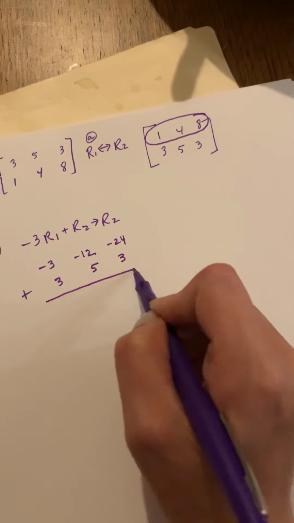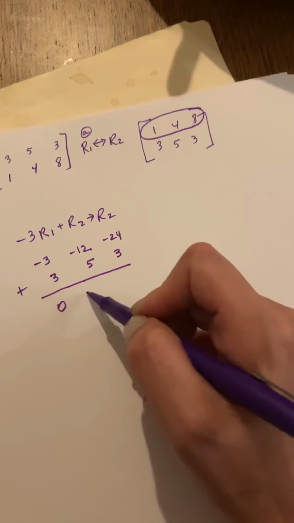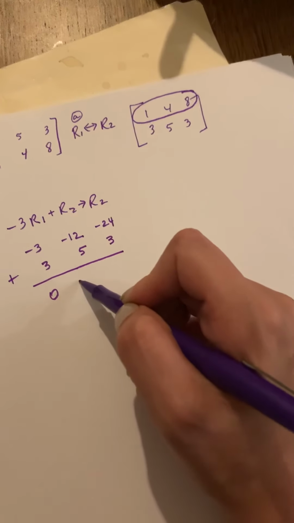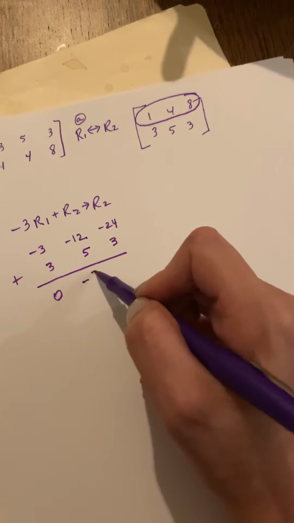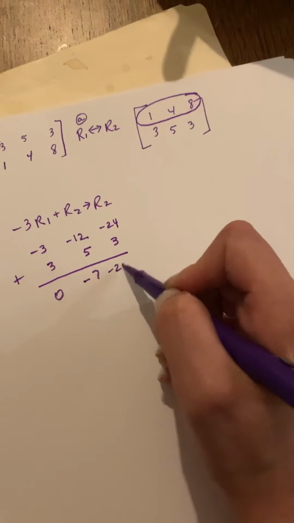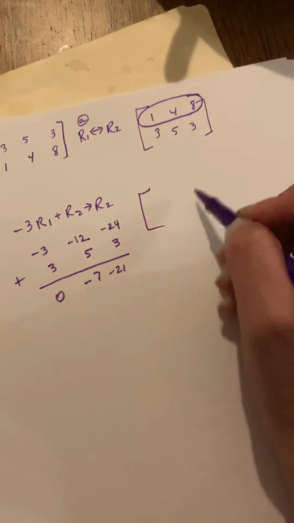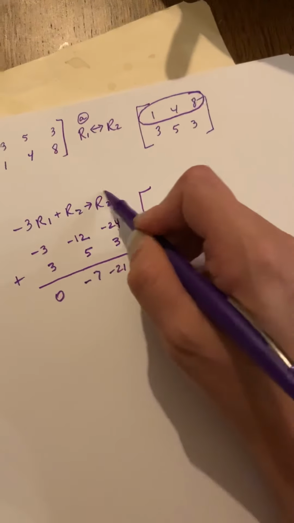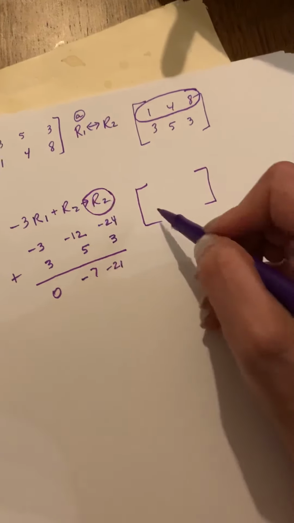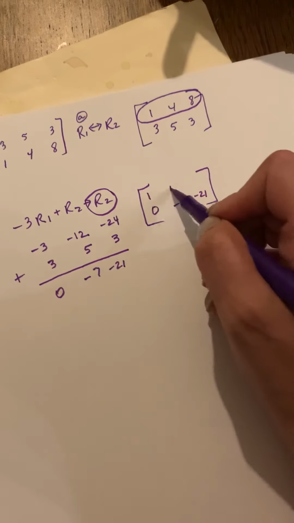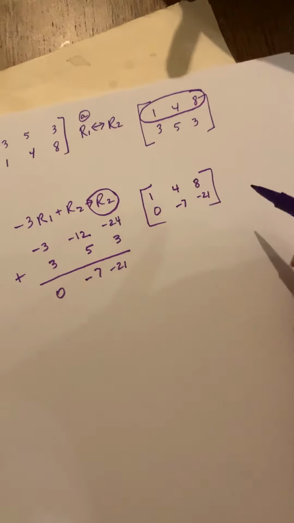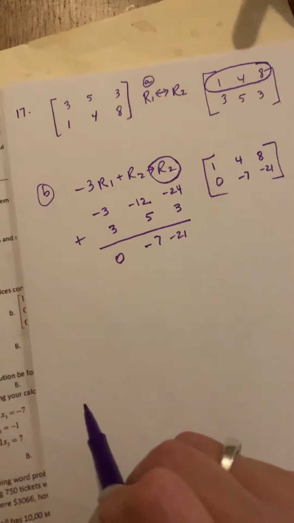And we're going to add those together. That gives us 0, that gives us -7, and that gives me -21. And that becomes the new row 2. This will always be which one changes. 0, -7, -21, row 1 stays exactly the same. And that's all we were tasked to do in part A and B.